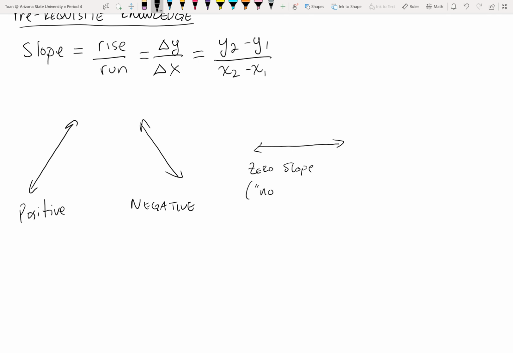Some textbooks, some teachers call them no slope. And I'm not a big fan of that because no slope implies that you just don't have one, which is false. It does have a slope. It's a slope of 0. So I, Mr. Vo, do not use this term, but your textbooks, your future teachers might use it, so just know that. And we have perfectly vertical lines that have undefined slopes.